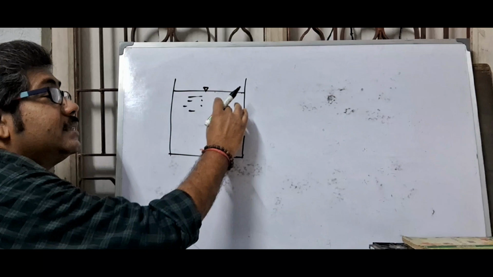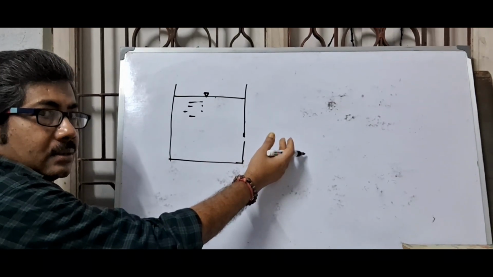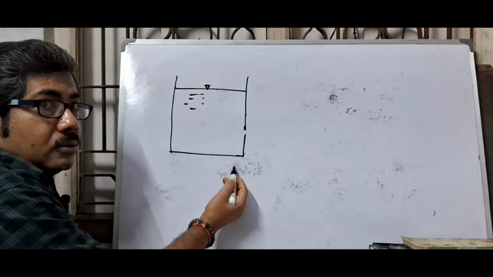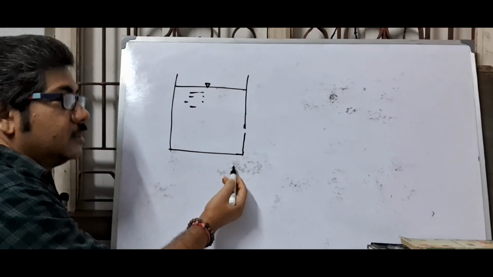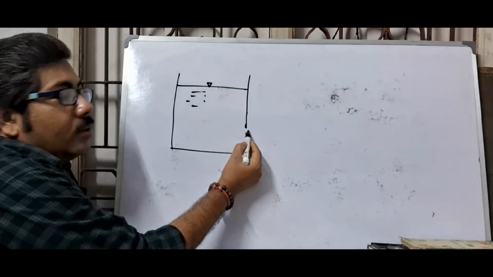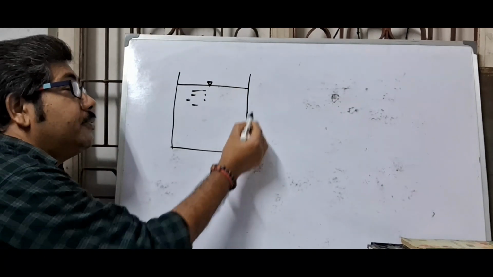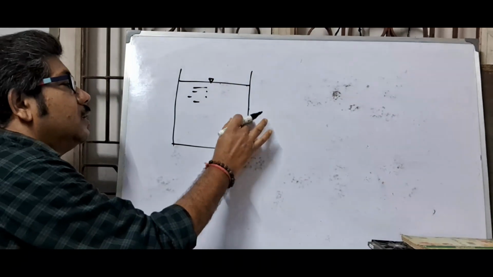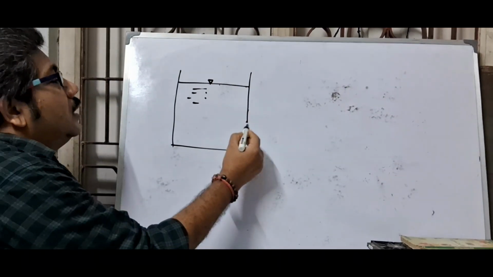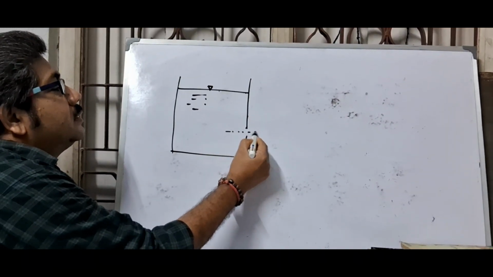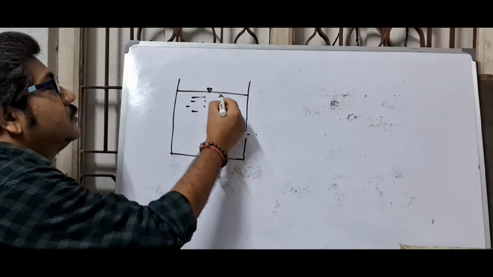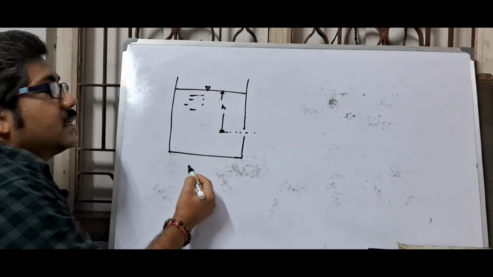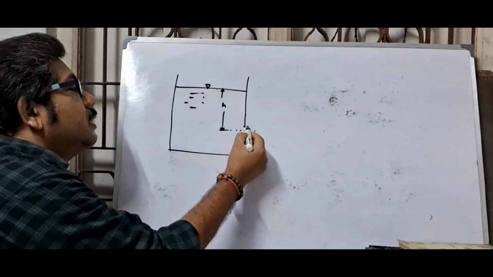And for discharging surplus quantity of water, this notch will be called weir, W-E-I-R. So this is orifice. This is the difference between orifice, notch and weir. Now this is the center line of orifice, and this is pressure head H.